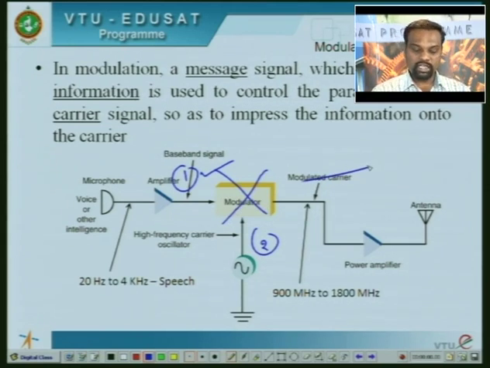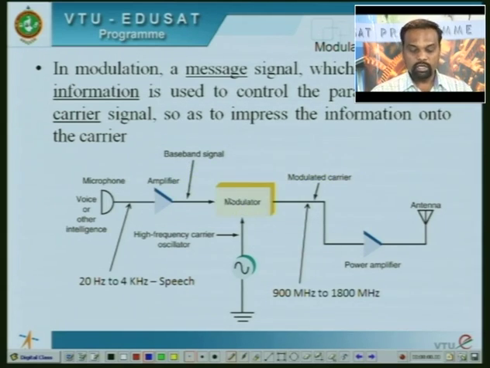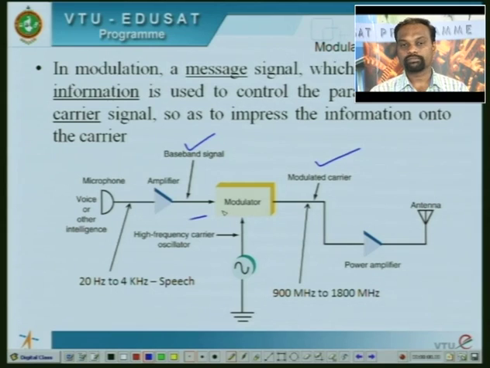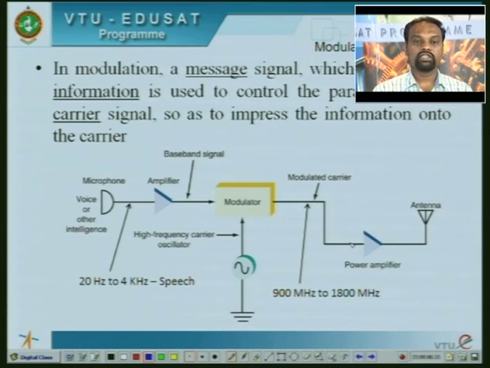The process of translating a baseband signal to a modulated carrier is called modulation. So let us redefine what modulation is. Modulation is the process of translating a baseband signal to a modulated carrier using a high frequency carrier. In this picture, you find that the incoming signal is speech and the outgoing signal is a modulated carrier in the frequency range of 900 megahertz to 1800 megahertz. This is achieved because we are selecting an appropriate carrier of 900 megahertz.